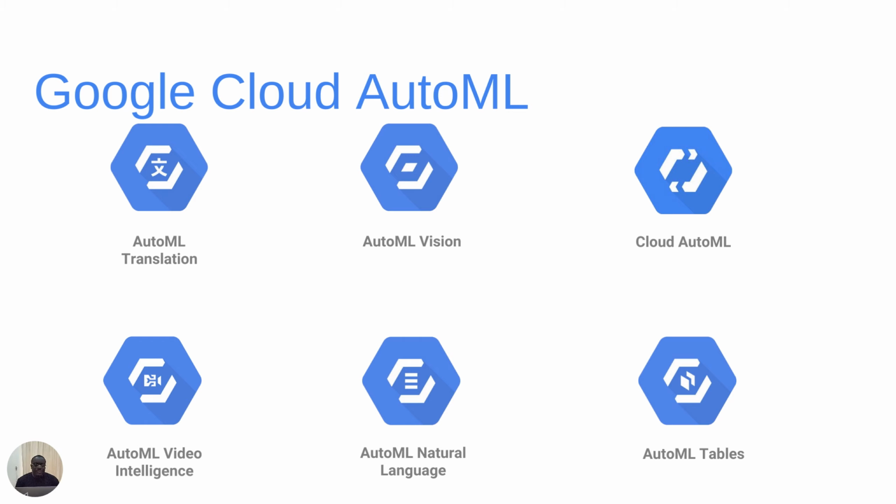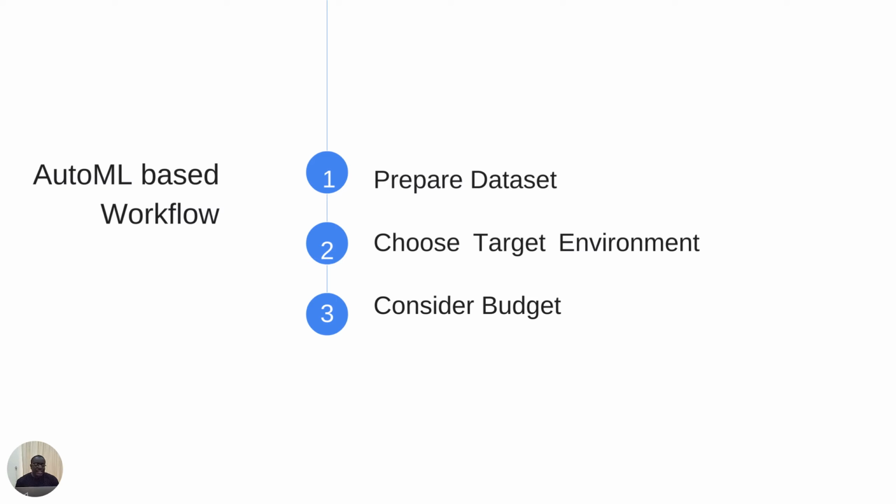Now, the workflow for AutoML is pretty straightforward. You prepare a data set, and then you choose a target. So the target is you saying, when I'm done with this model, where am I going to deploy it for use? Am I going to deploy it on the cloud, or am I going to deploy it to something like a mobile device, what you might call edge devices? So that's the target environment. And then you need to consider a budget. So the budget is just saying, how many hours do I want you to run this thing for?